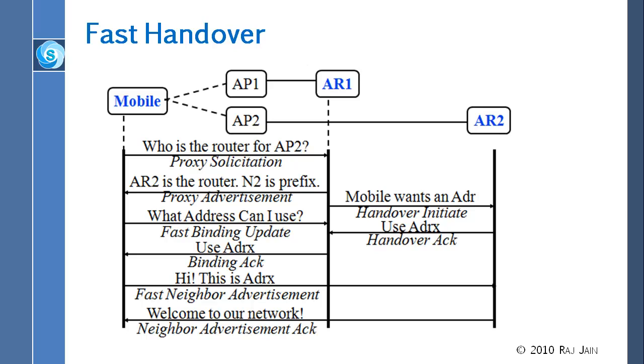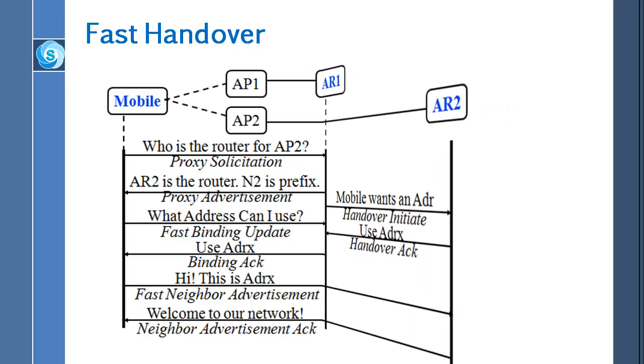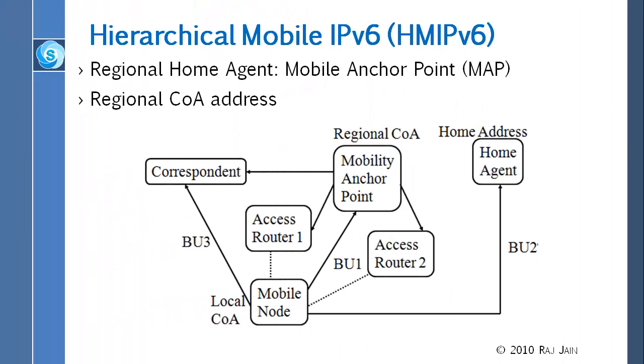So this is where it gets the address, right? And the mobile can generate an address once it knows the new prefix. As soon as it knows the prefix, it can generate an address which is unique in that prefix for itself. So two more modifications. This is one, and the second one coming after this. First is hierarchical mobile IP.